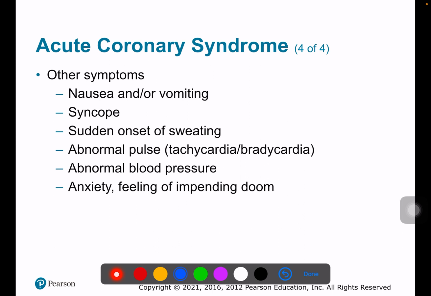Abnormal pulse, tachycardic or bradycardic. Can be either way. Abnormal blood pressures, right? Because if they're tachycardic, they're going to be hypertensive. If they're bradycardic, they're going to be hypotensive. It can go either way. Anxiety, feeling of impending doom. If a patient tells you they feel like they're going to die, move quickly.